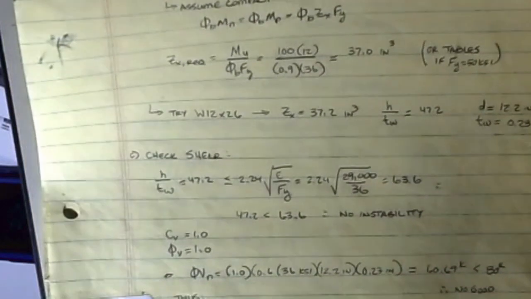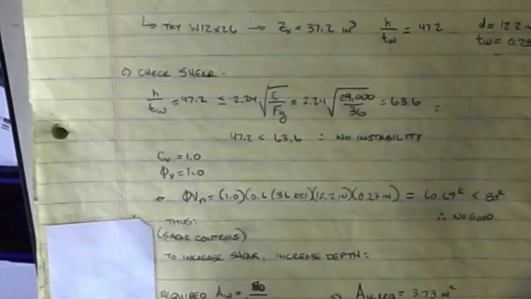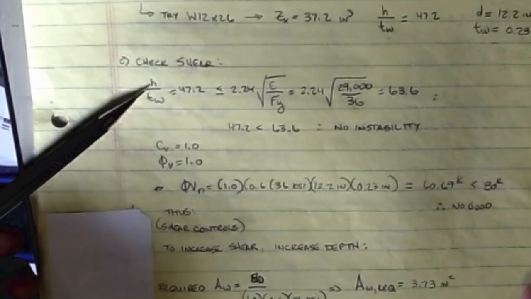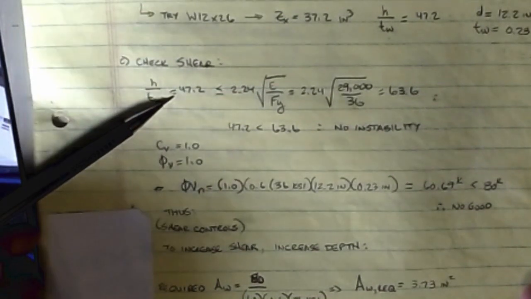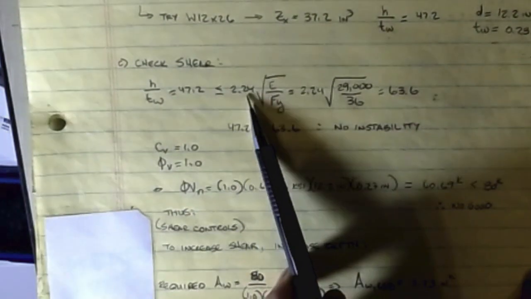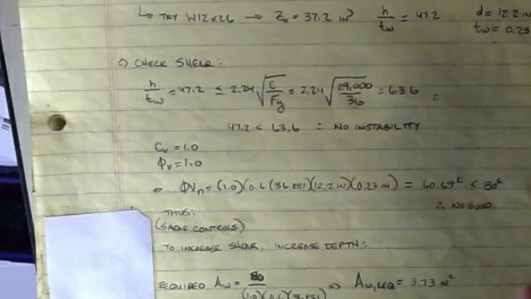Okay, now, like I said, we kind of hinted that we might have a problem with our shear capacity. So all we're going to do is check our shear against that limit. So h over tw is 47.2. That's the value of our shape. Are we less than 2.24 square root of E over Fy? That's all there is to it.